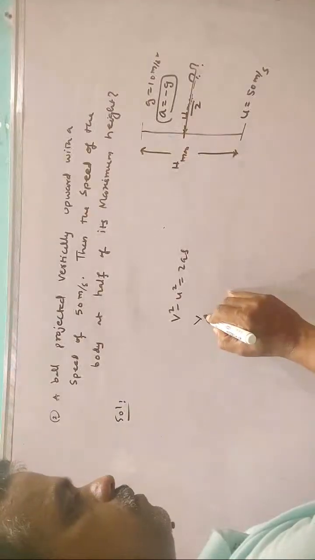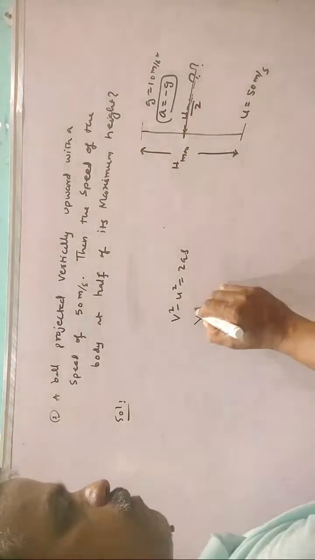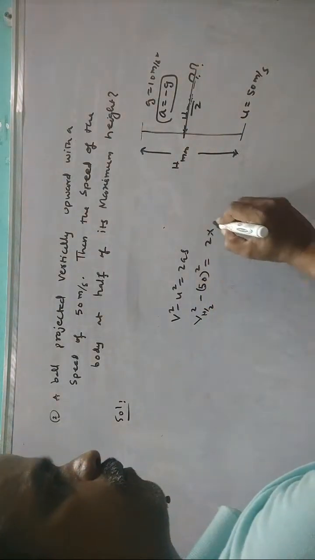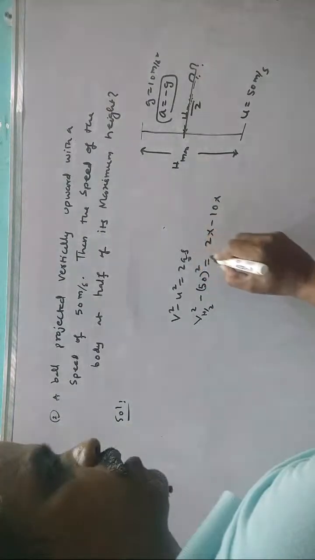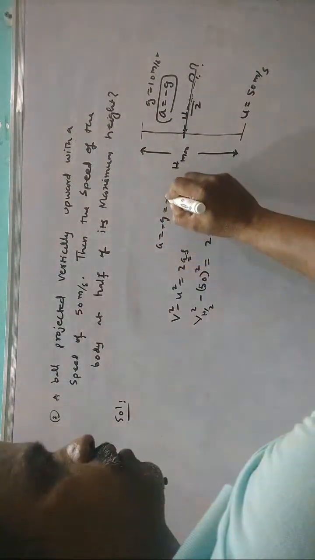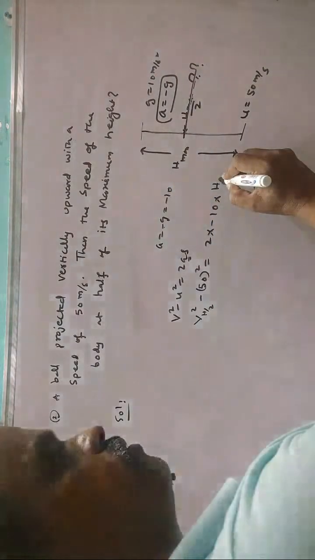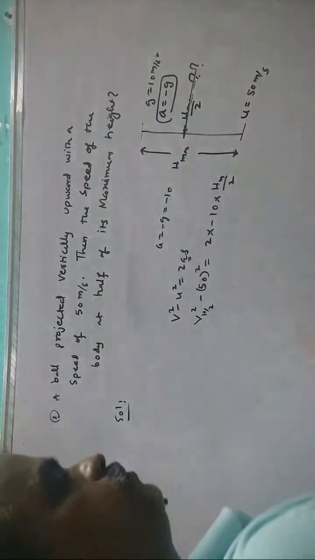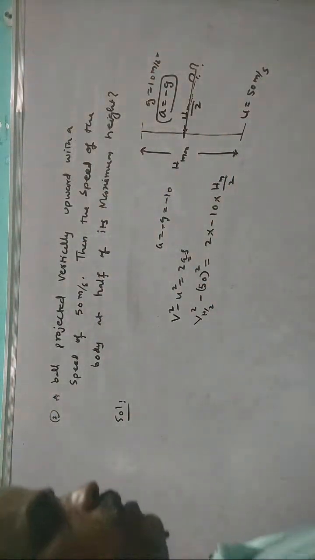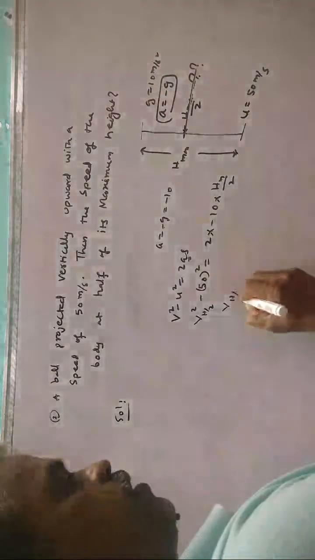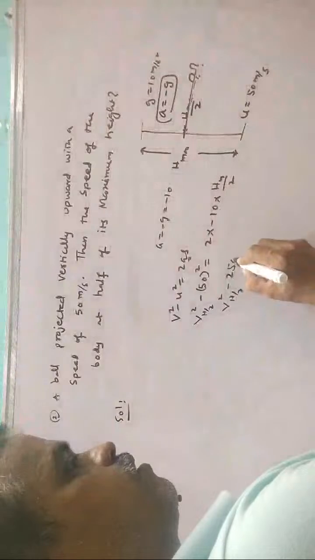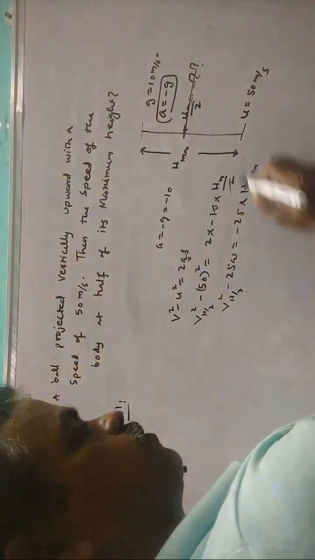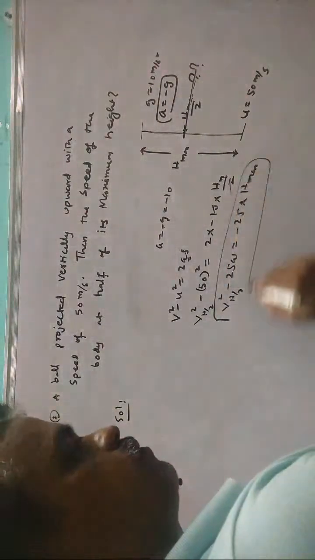So v at h by 2, half of maximum height, square equals u, which is 50 meter, squared, plus 2 into minus 10, a is nothing but minus g, that is minus 10, h equal to h maximum height by 2. So v at h by 2 square equals 2500 minus 25 into h max. So we got this equation.